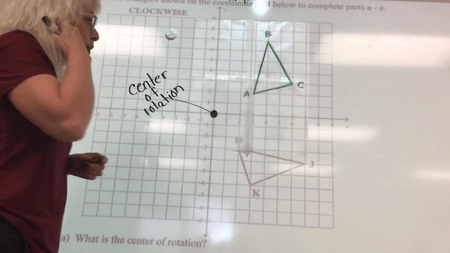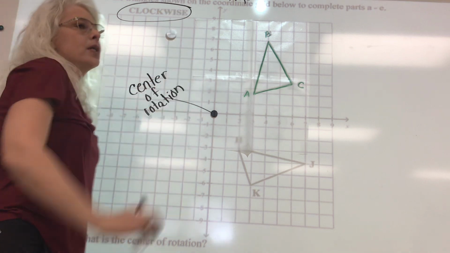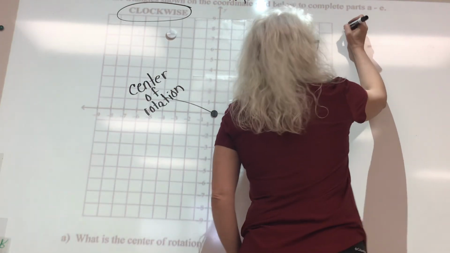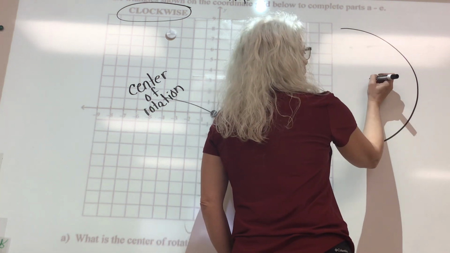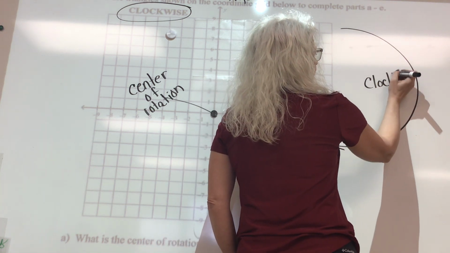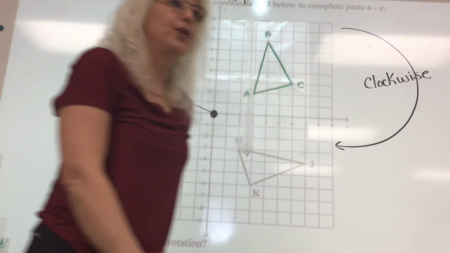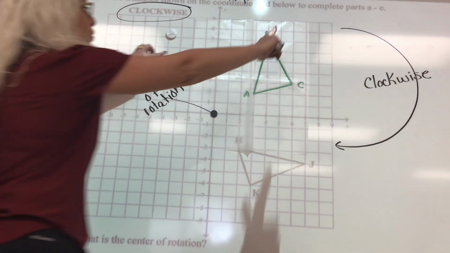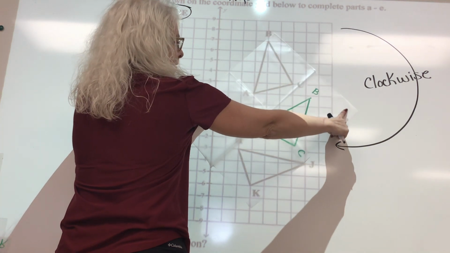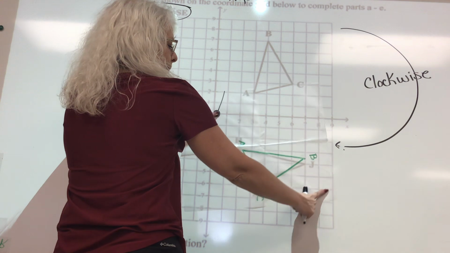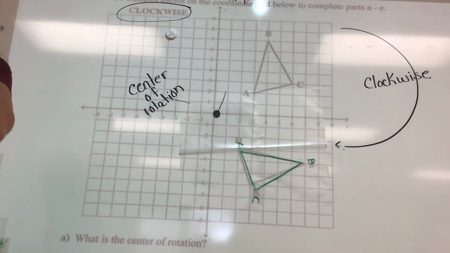Now, clockwise, when you are rotating this way, this is called clockwise. Like the hands on a clock move. So when I'm rotating clockwise, my figure is moving just like the hands on a clock. Are we okay with that?